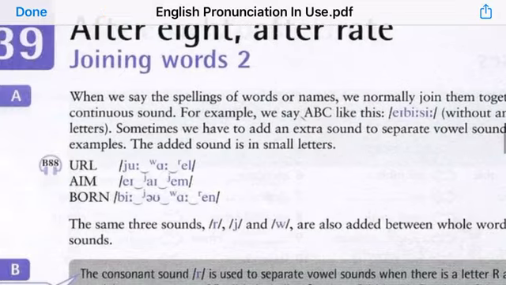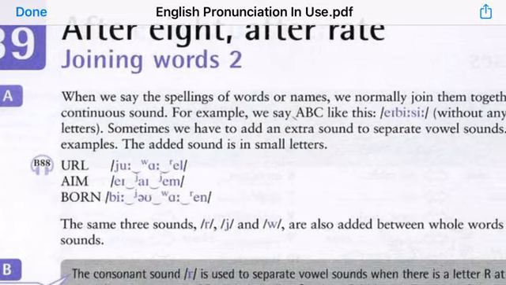So listen to these examples. The added sound is shown in small letters. URL. You can identify there is a W sound in between the U and the R. AIM. There's a Y sound between the A and the I. AIM, a Y sound in between.